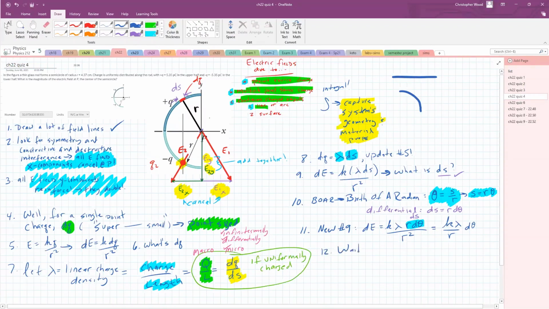Wait, I need to ignore the x components. I need to ignore the x components, and double the y components. So how do I do that? I need to go back to my visual, and I need to decompose this into x components and y components.